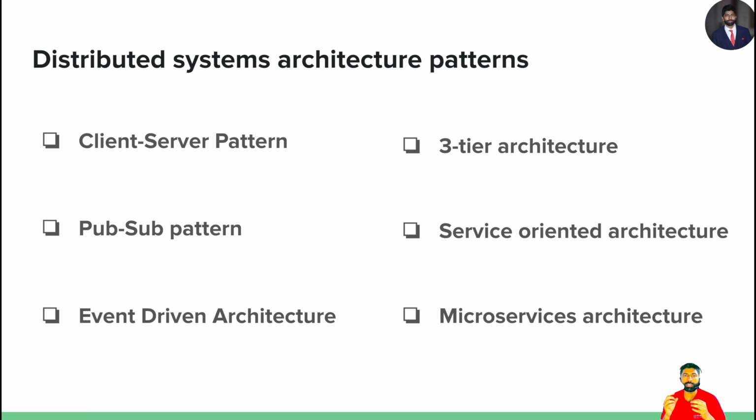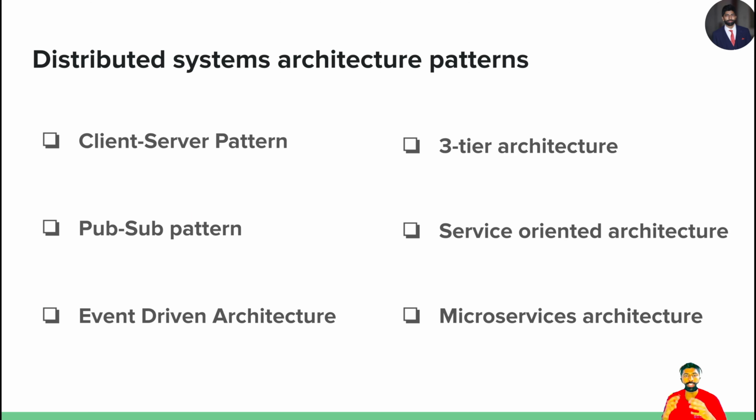Another type of pattern which is used in distributed systems is called the pub/sub pattern, or publisher-subscriber pattern. In the pub/sub pattern, a publisher sends a message or an event to one or many consumers. The pub/sub pattern allows you to broadcast the messages and send a copy to each of the consumers or subscribers, whoever is interested in that particular message.